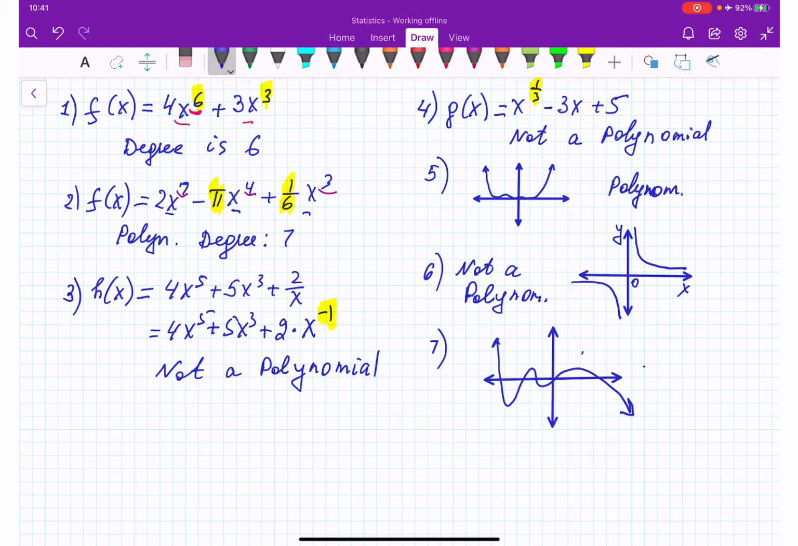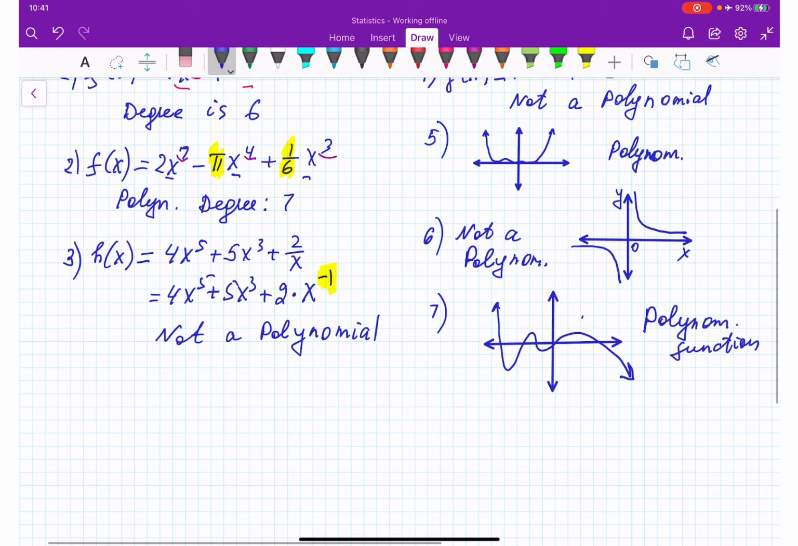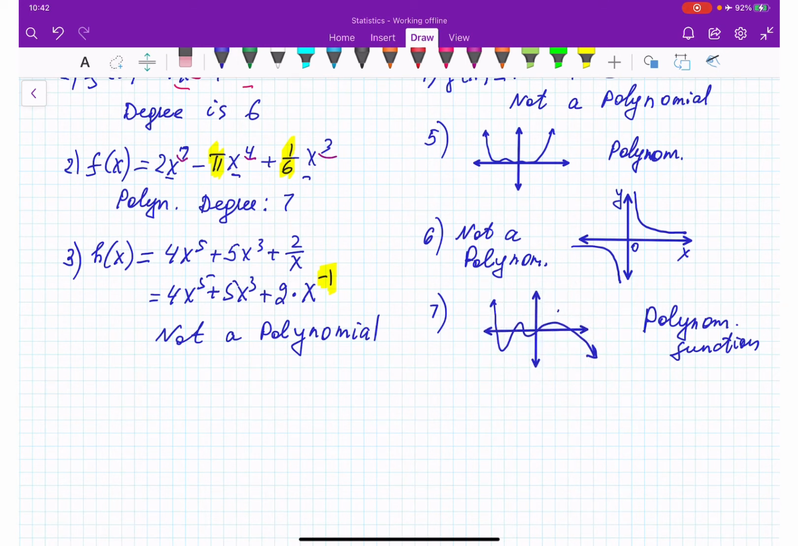Yes, this is a polynomial. It's smooth. A polynomial function doesn't have a break and it goes smooth, right? Okay. So next, question number 8.